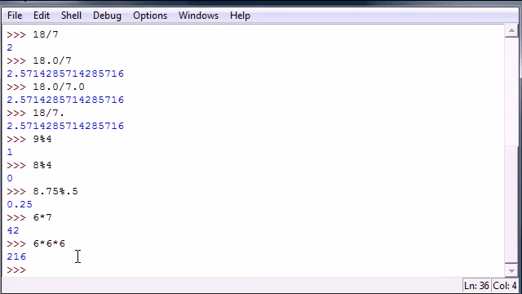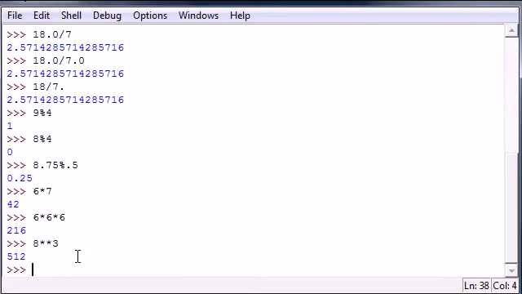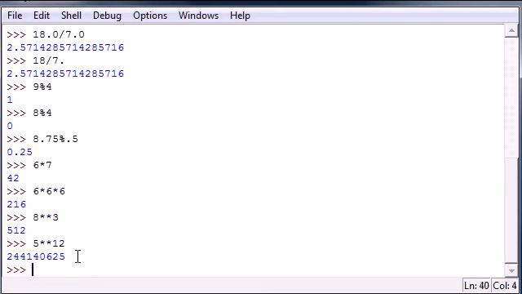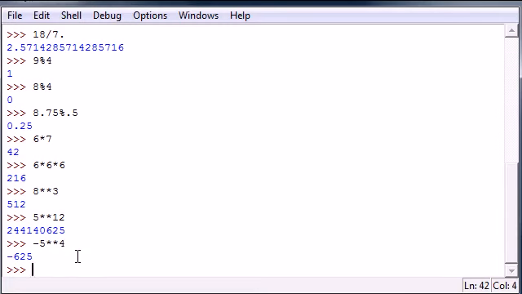Say you want 8 to the third power. All you have to do is type 8, 2 stars, and then type whatever you want the exponent to be. 8 to the third, bam, wham bam, thank you ma'am. And you can do this with any exponent you want. So instead of typing 5 times 5 times 5 times 5, just type 5, star star, 4. Bam. That'll give you your answer. And you can also do this when your number is negative as well. So -5 exponent 4. Bam, there you go.